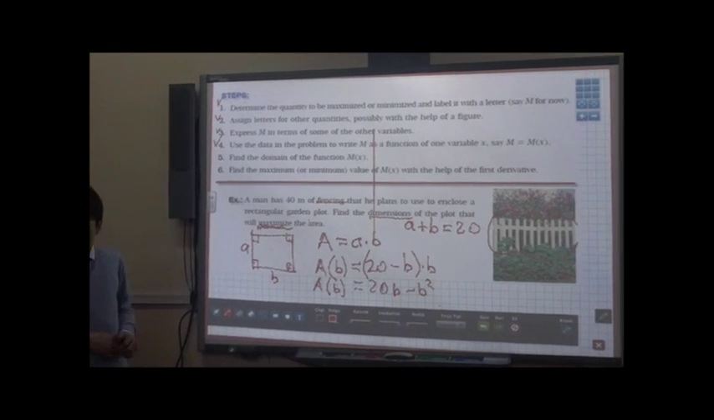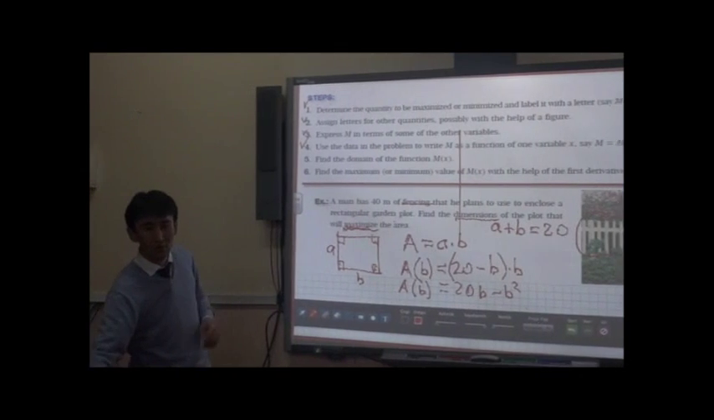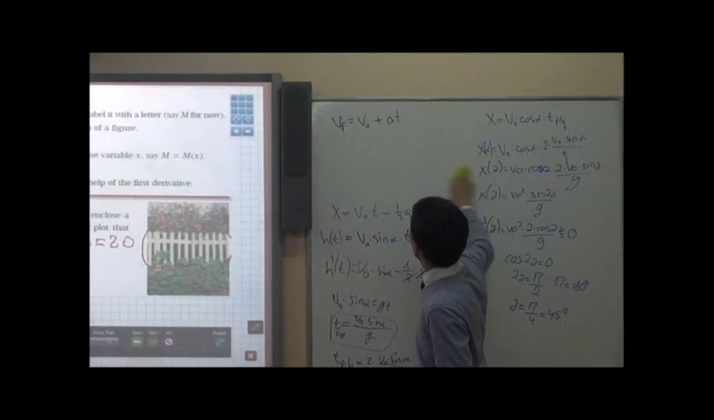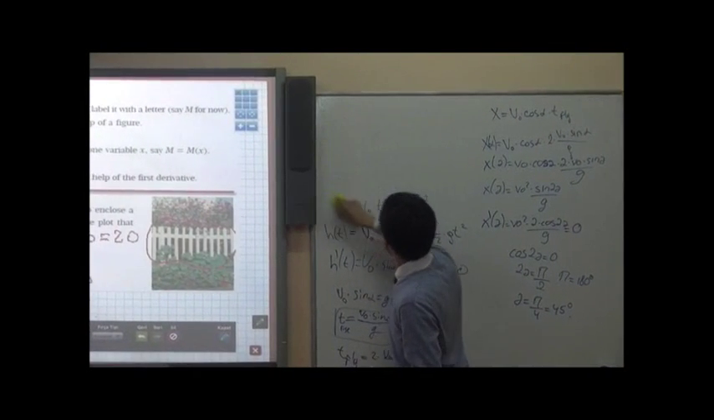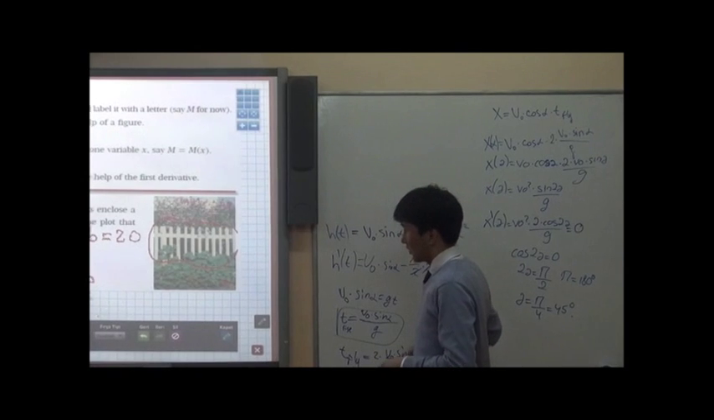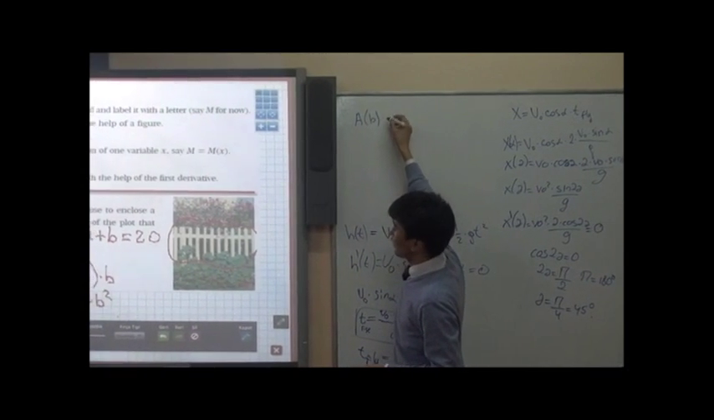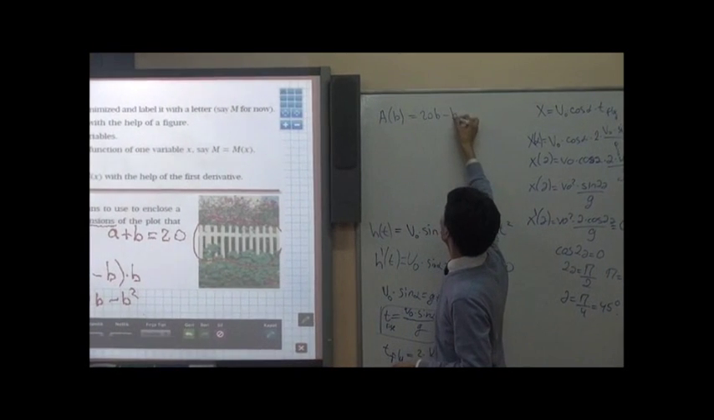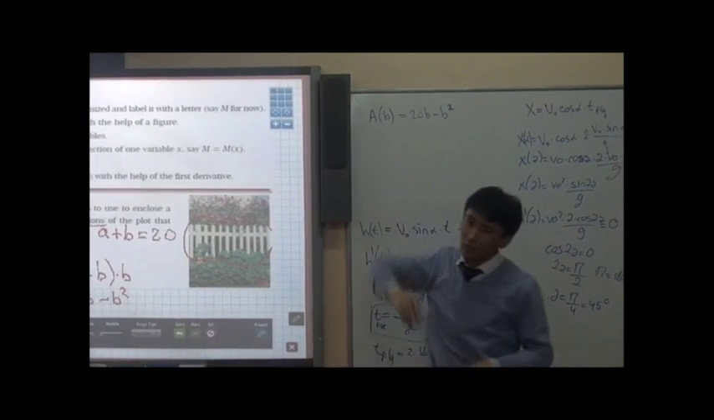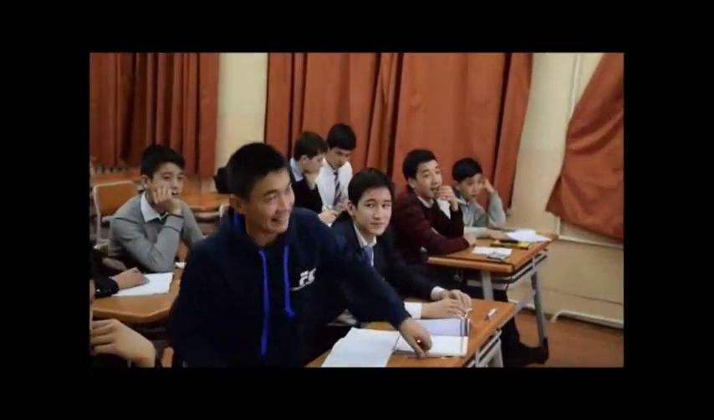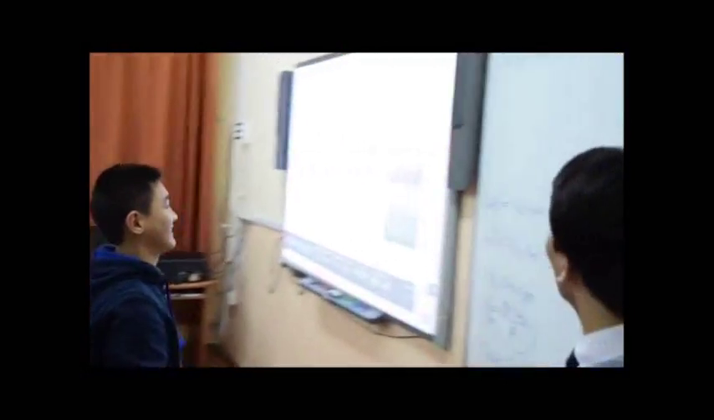I want to maximize this one. What I have to do to maximize the area? Equalize? No, first derive the function, yeah? 20B minus B squared. Okay, who can derive this one? Asghar, can you derive? This one is a very easy question for you. I know that.